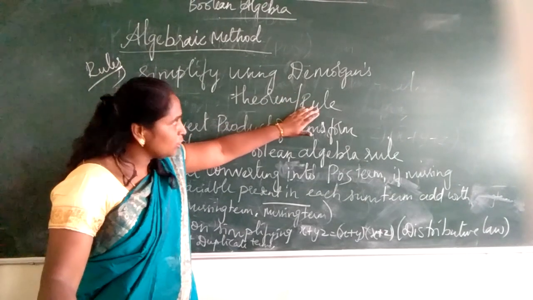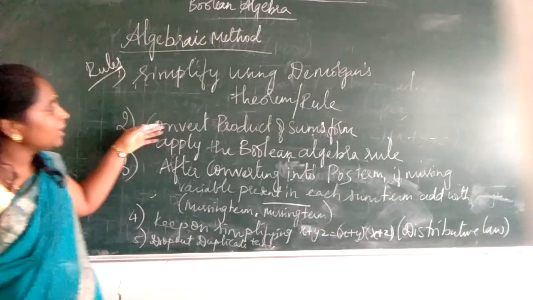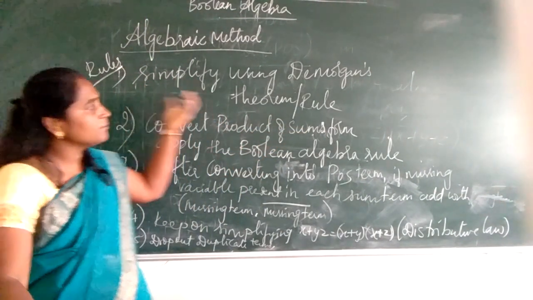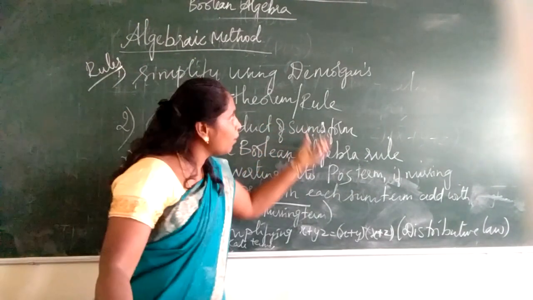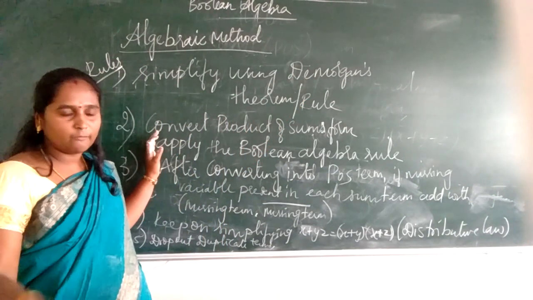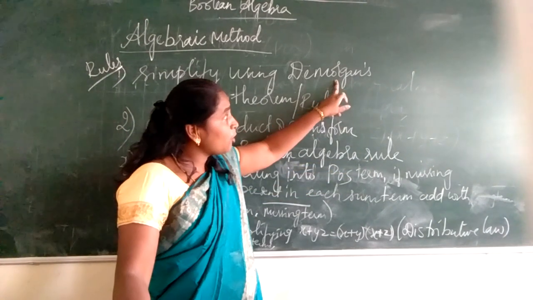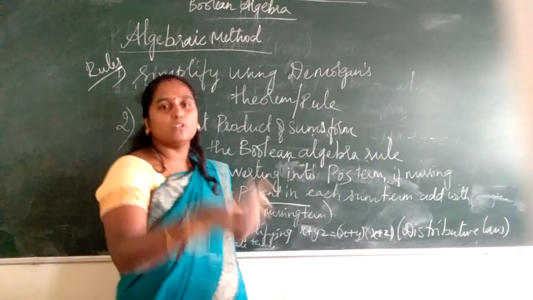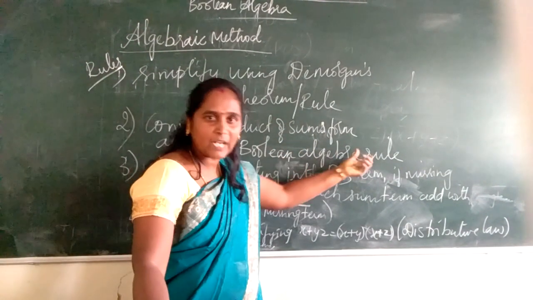After applying the rules, you get the second rule: convert the given expression into product of sum form by applying the algebraic rules. After doing De Morgan's rule, if you still want to convert into product of sum form, use any of the Boolean algebra rules, either De Morgan's theorem from the first rule or any other rule.